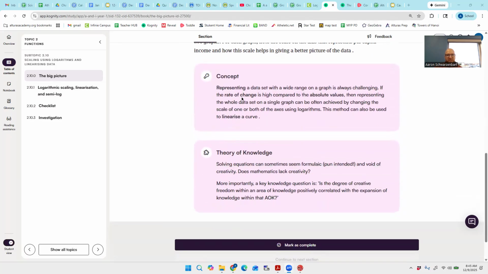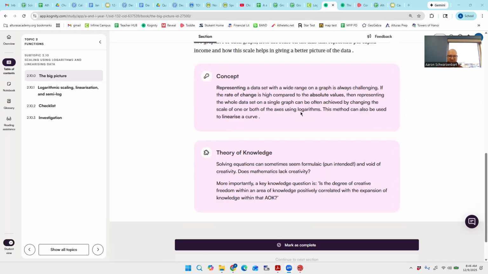So, representing data with a wide range on a graph is always challenging. If the data rate of change is compared to absolute values, representing the whole data on a single graph can often be achieved by changing the scale on one or both axes. So sometimes what happens is most of your data is clustered into a little part, and then you've got other stuff spaced out way bigger. The area where most of our data is all crunched together seems not important. Logarithms are one way to fix that.